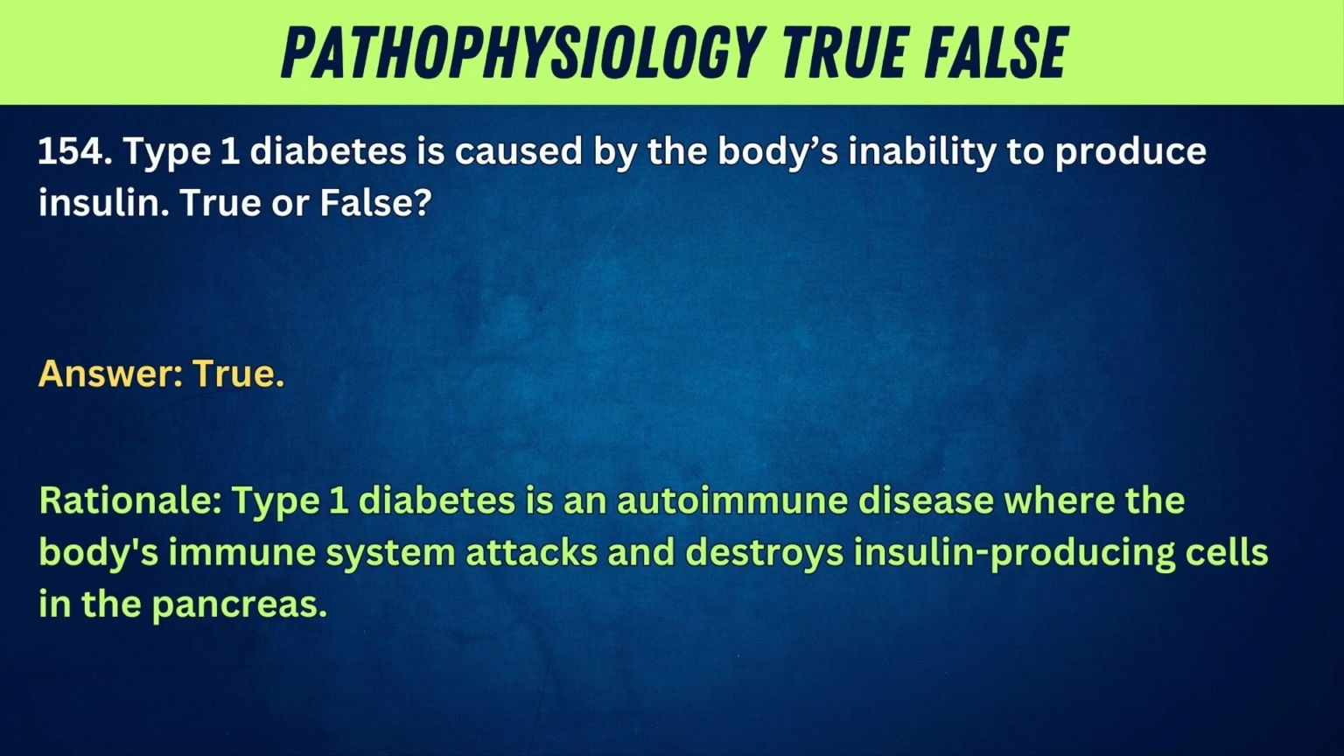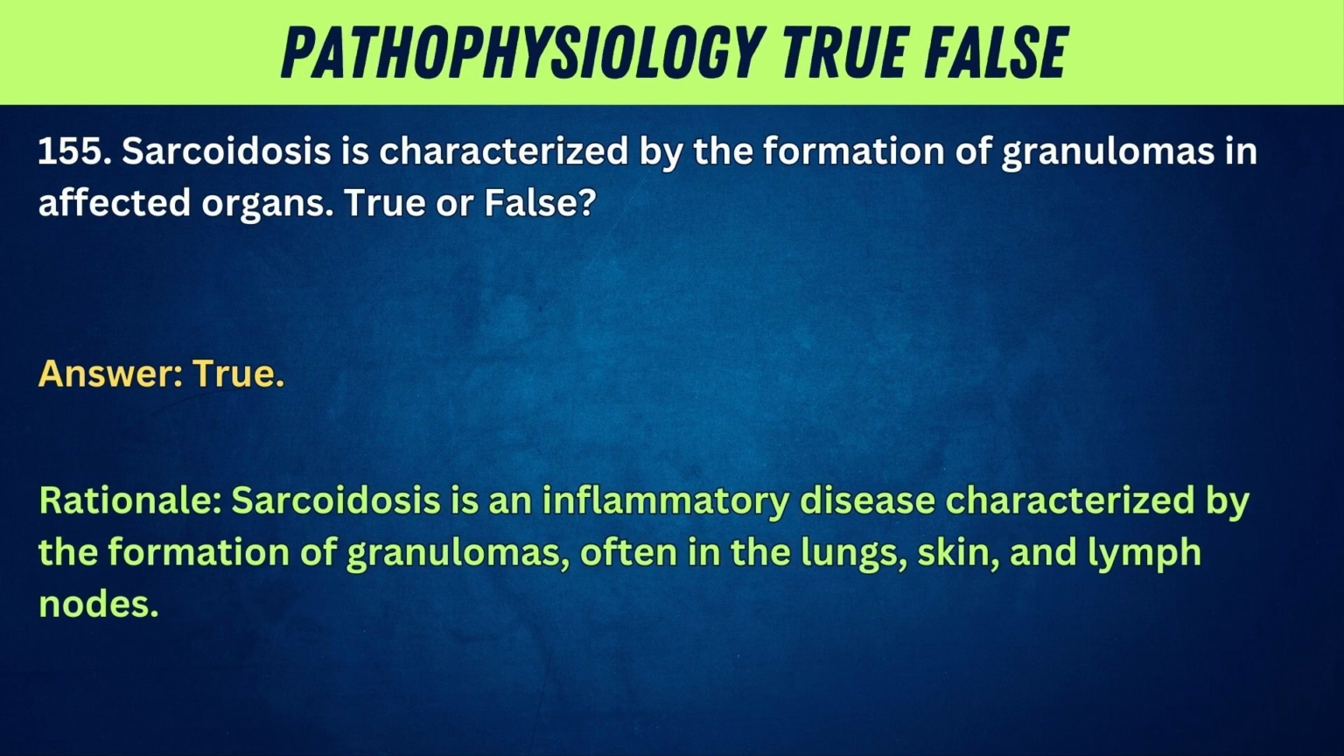154. Type 1 diabetes is caused by the body's inability to produce insulin. True or false? Answer: true. Rationale: type 1 diabetes is an autoimmune disease where the body's immune system attacks and destroys insulin-producing cells in the pancreas. 155. Sarcoidosis is characterized by the formation of granulomas in affected organs.